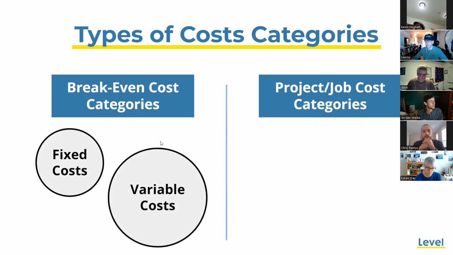Now, when you calculate your break-even, the formula asks, what are your fixed costs? What are your variable costs? I'm sure we'll talk about break-even in the future, but it's important to keep in the back of your mind that when we're talking about break-even, we want to be talking about those two types of costs. Now, what are fixed costs? Who can tell me what fixed costs are?